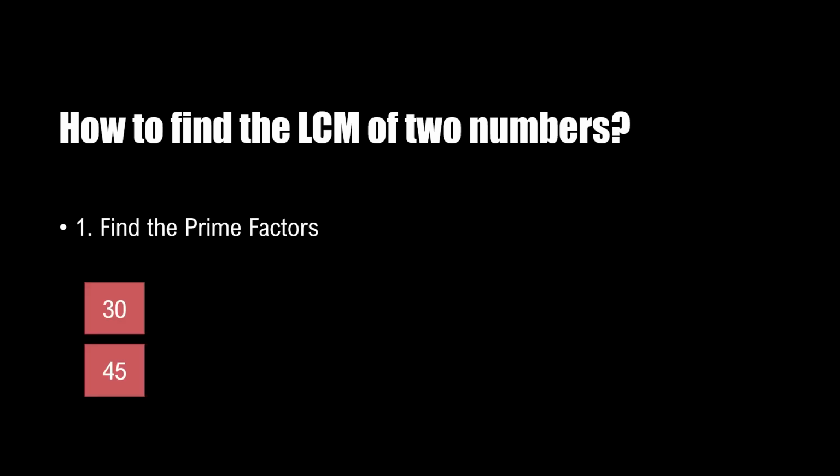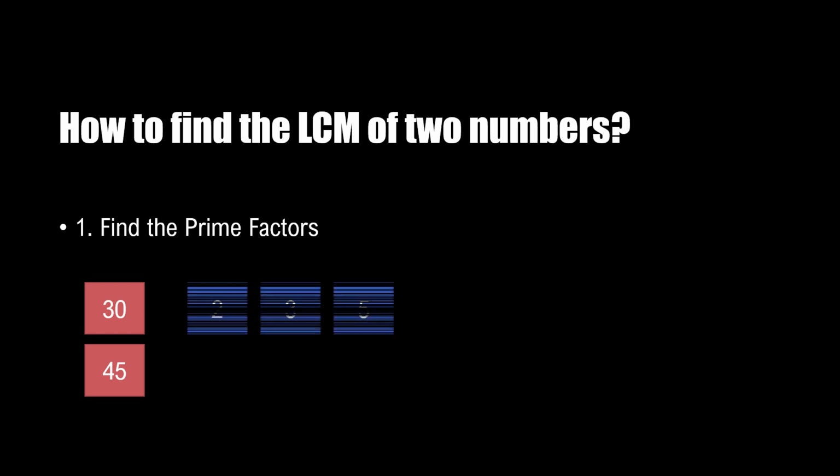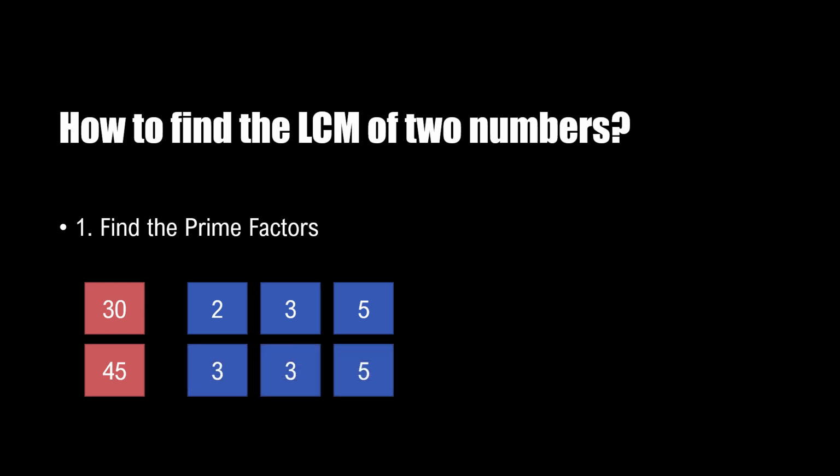First, we will find the prime factors of the numbers. You can use the division method or the number tree method to find the prime factors of these. So the prime factors of 30 are 2, 3 and 5. And the prime factors of 45 are 3, 3 and 5.